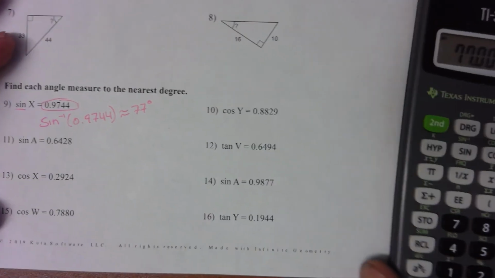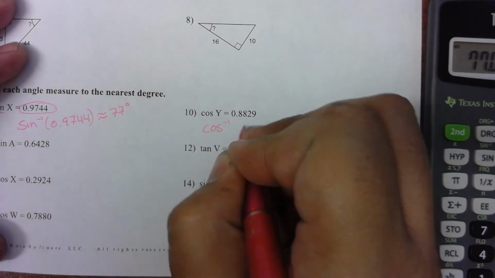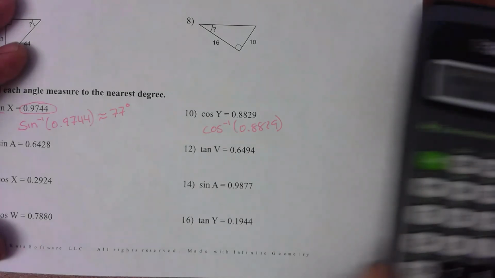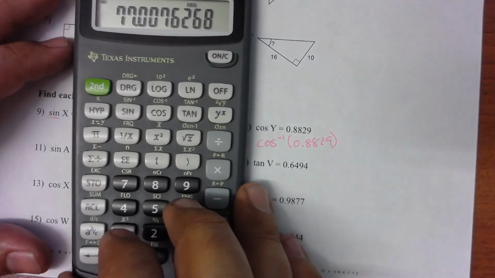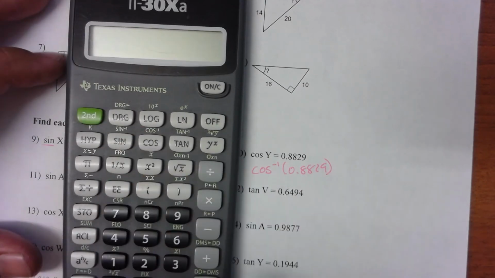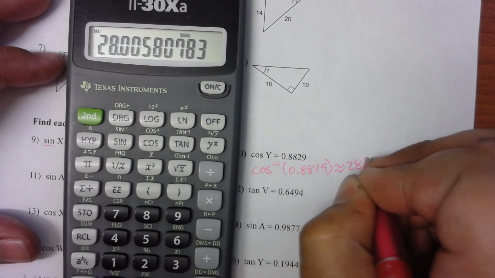Let's do number 10. It's cosine, so it's going to be cosine inverse of 0.8829. You're just typing that straight in. 0.8829. Second cosine this time. 28 degrees.